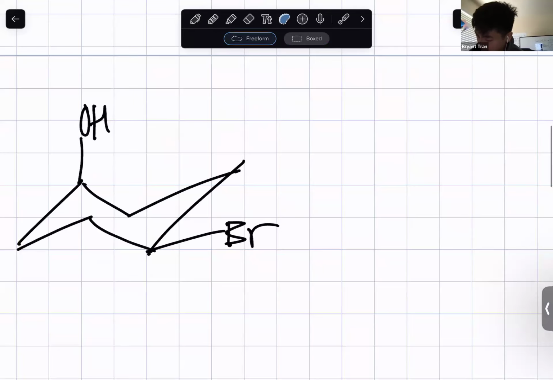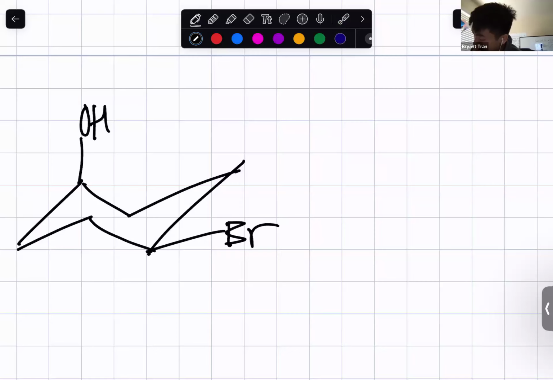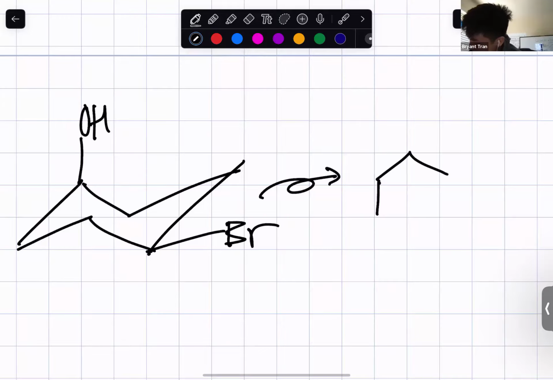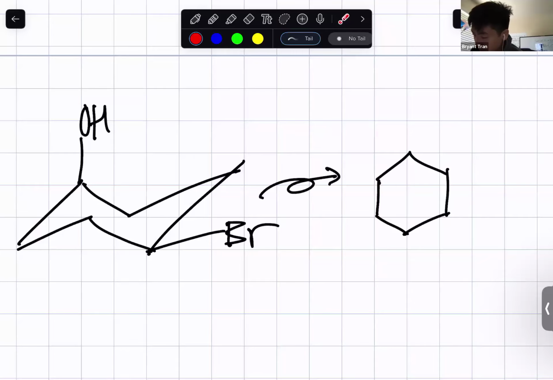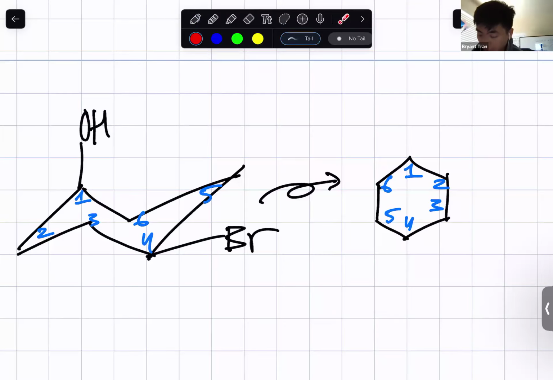Okay. And we can convert this into the actual ring form like that, where if we number it like this, one, two, three, four, five, six, we can translate that to this flat cyclohexane. One, two, three, four, five, six. It does not matter how you number it or how you rotate it.